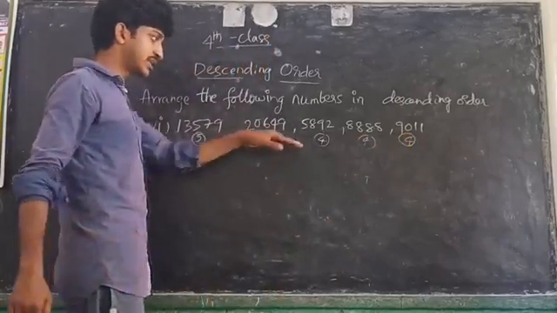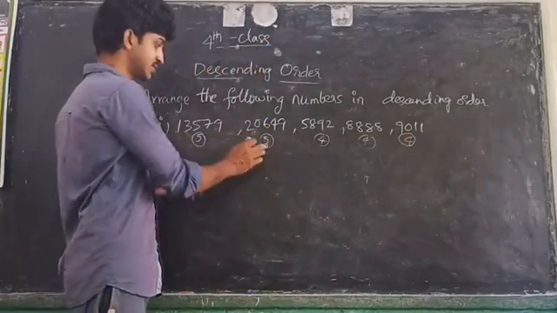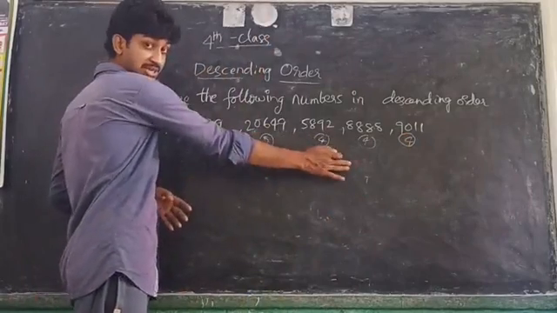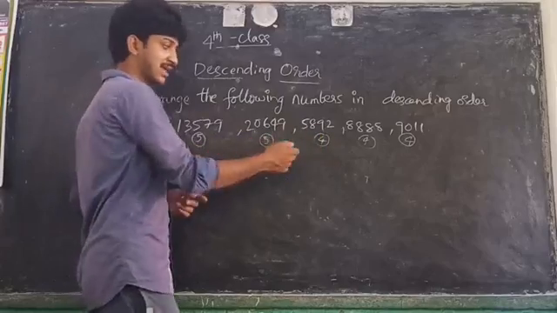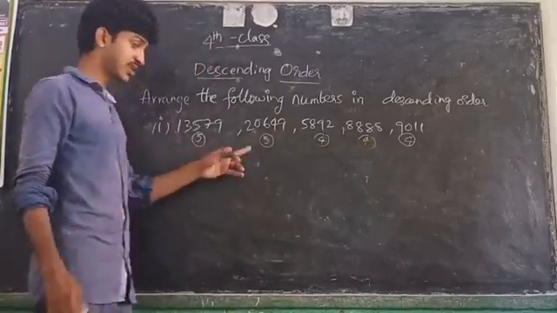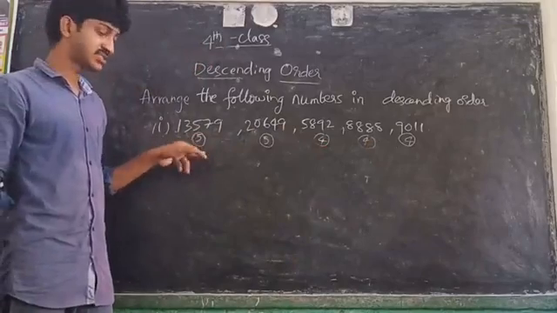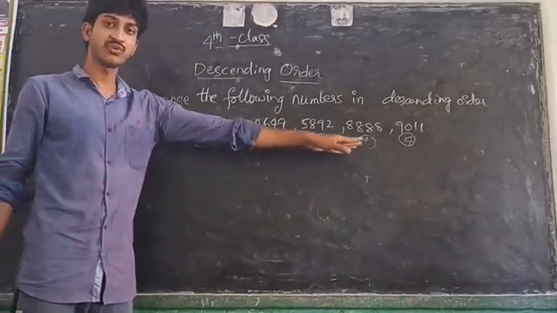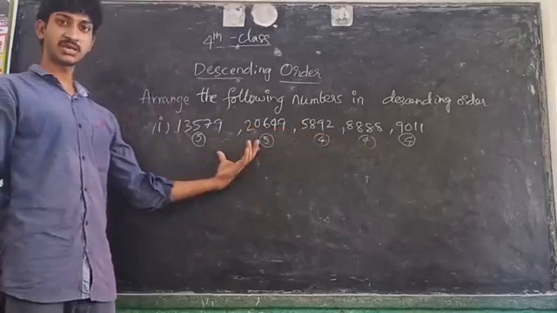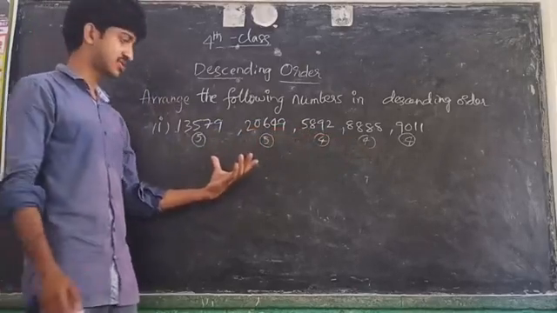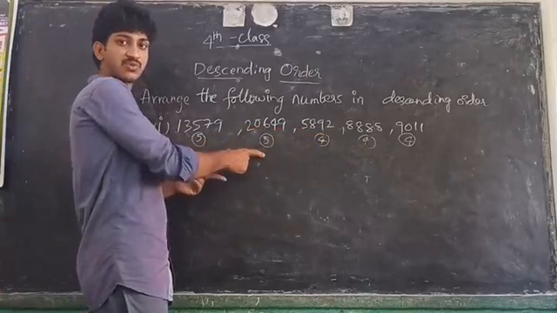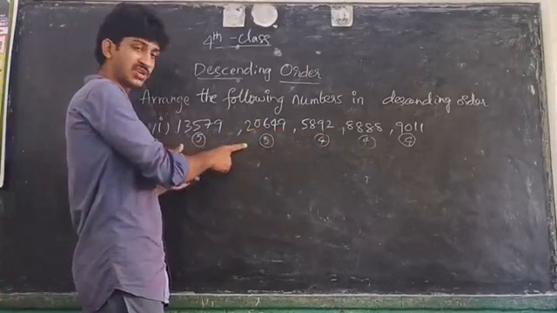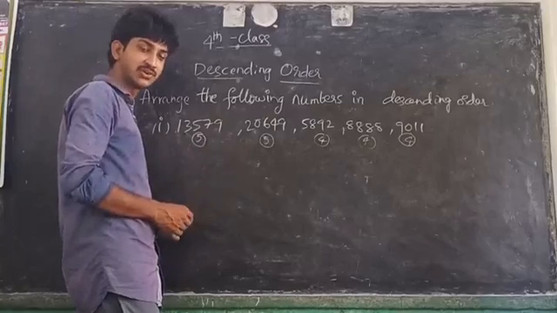When compared, these 2 numbers are greater than these 3 numbers, because these 2 numbers have the highest number of digits, 5 digits, and these 3 numbers have 4 digits only. So these 2 numbers are the greater numbers. So compare these 2 numbers now. In these 2 numbers, what is the highest place value?